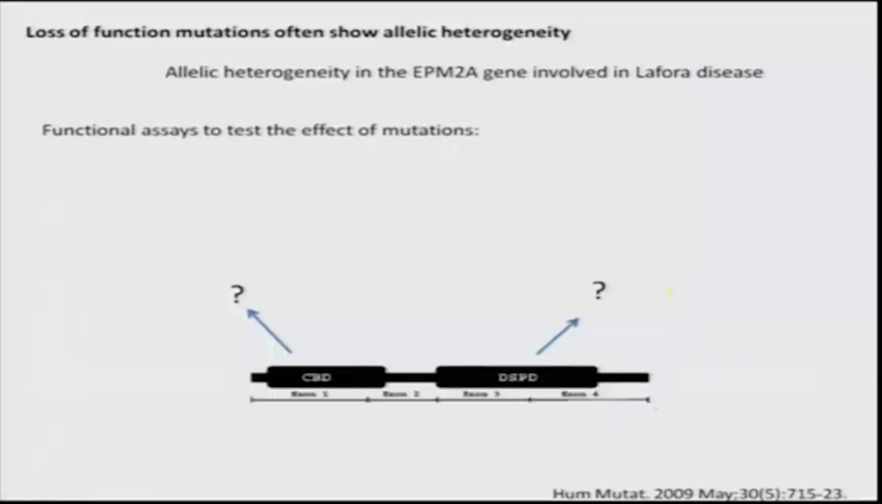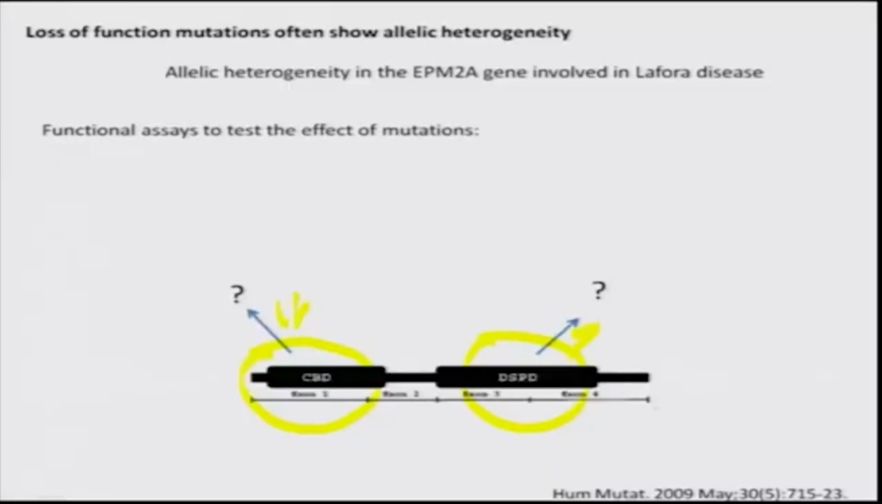So, what would a functional assay do? An example is shown here on your slide. As I said, you have two domains. One is the CBD, which binds to the carbohydrate. So, for example, it can bind to glycogen. The other one is the DSPD, which I said is a phosphatase domain. So, you can ask the question, if I have a mutation in this domain, would the protein bind to glycogen or not? If it does not bind, that means it lost its function.